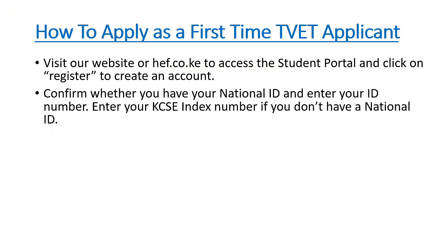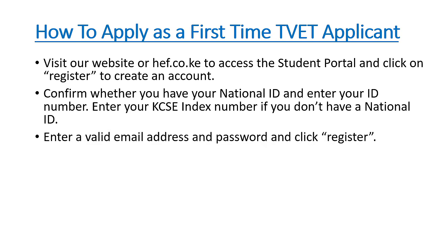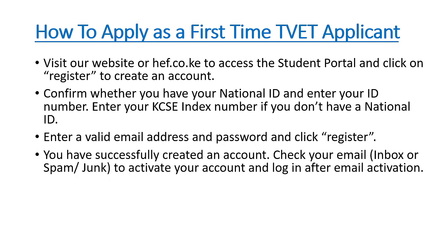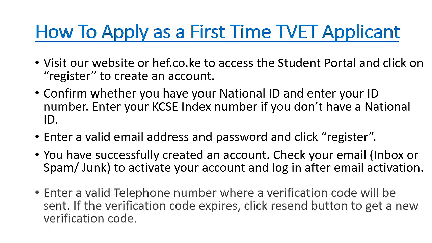So the second procedure for the new applicant is to confirm whether you have your national ID, right? Within that process, you need to ensure that you have your national ID, or you can also have your KCSE index, if you have not qualified to have your national ID. The other thing is to enter a valid email address and password so that you can click register. That's what I've just shown you, right? Once you have registered, you'll get an activation link within your email, so you have to activate that so that you can successfully create your account.